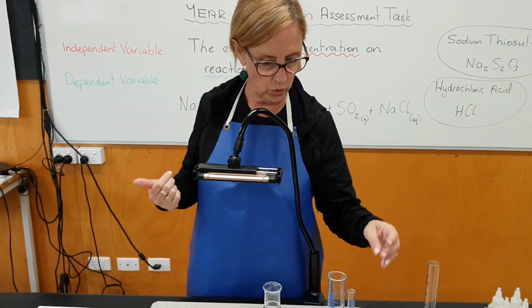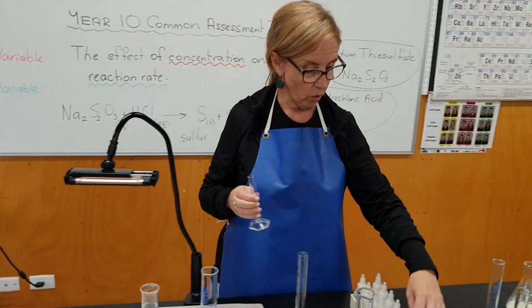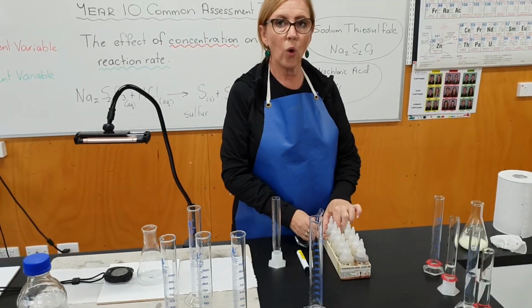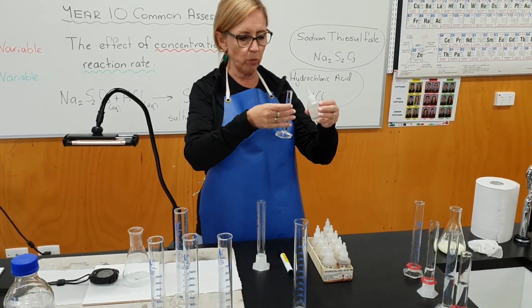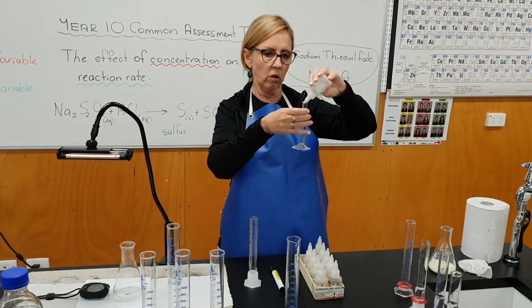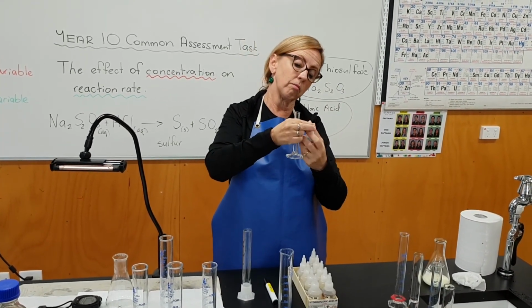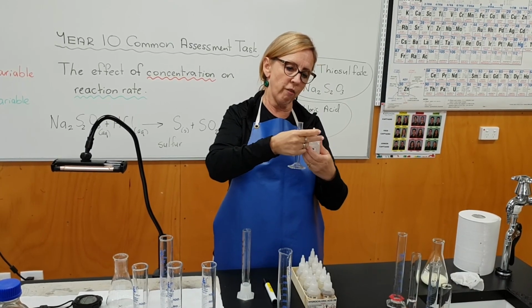Firstly, so that's our thiosulfate. We need to get our hydrochloric acid measured out. We always use 5 mils of hydrochloric acid. We don't want to vary that. The only thing that we're varying is the thiosulfate solution. Best to undo this first. Can be a bit tough.